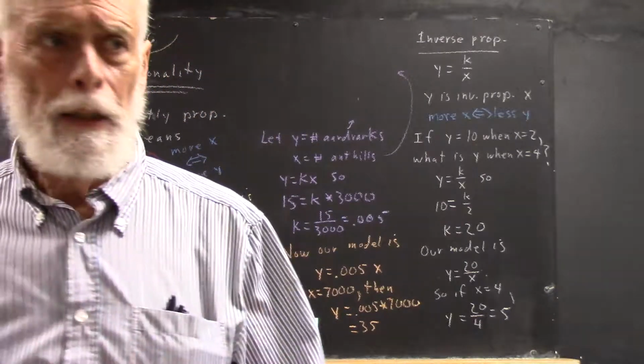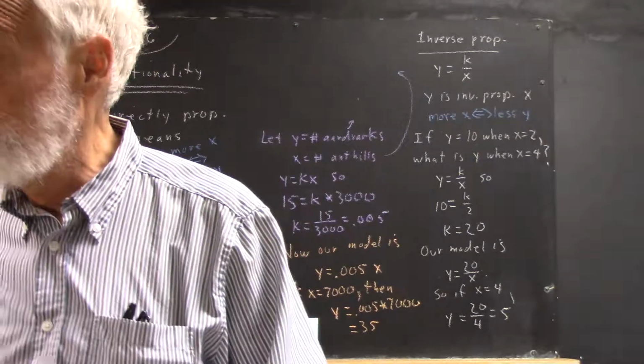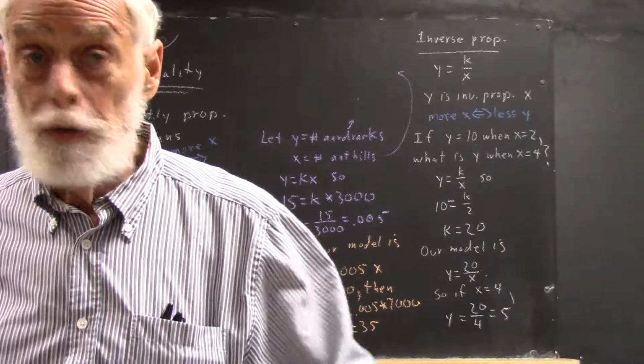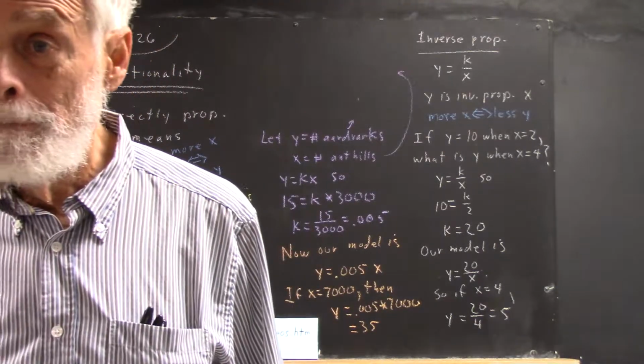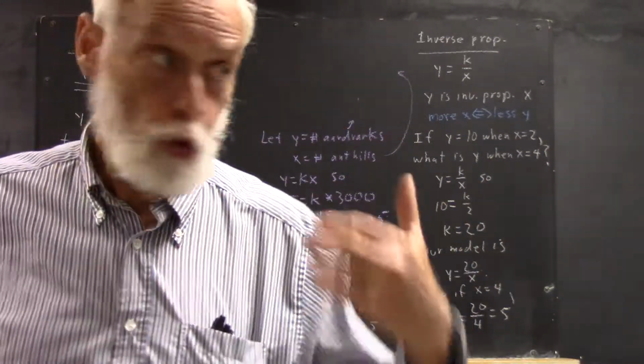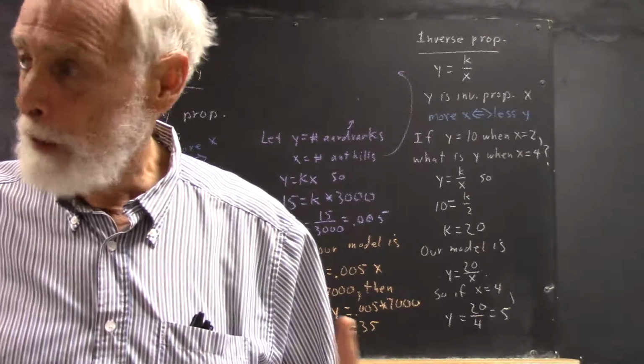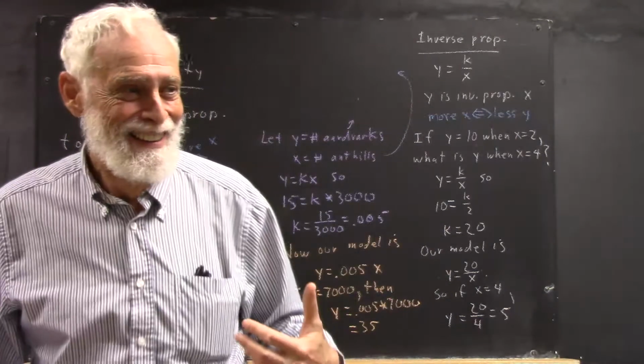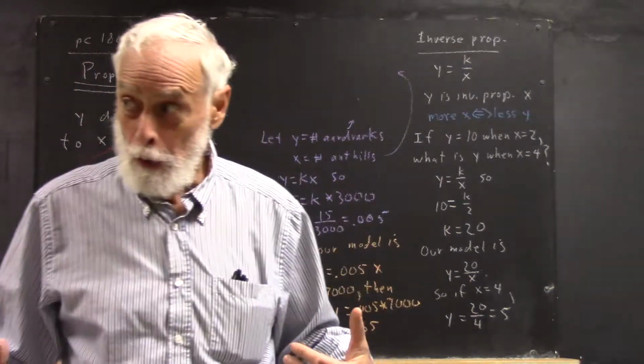then if you double x, you're going to cut y in half. Because y goes down as x goes up, right? If x goes up by a factor of 2, y goes down by a factor of 2. We talk good. Grammar. Okay.